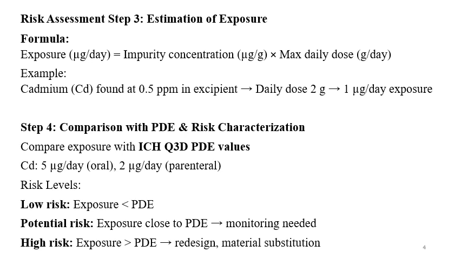Then step 4, comparison with the PDE and risk characterization. Compare the exposure as per the PDE values given in the ICH Q3D. Example we have taken for the cadmium. Cadmium is 5 microgram per day for oral route, 2 microgram per day for the parenteral. Risk levels: low risk means exposure is less than PDE. Potential risk, exposure close to PDE values, so monitoring needed. And high risk, exposure exceeds the PDE.